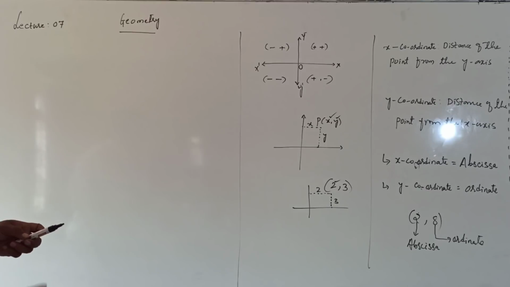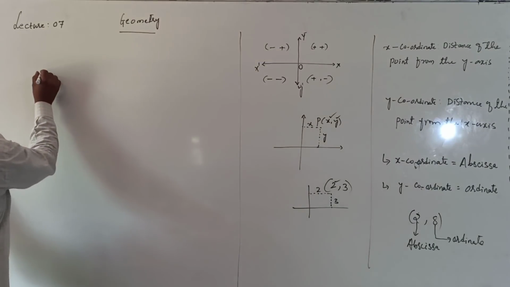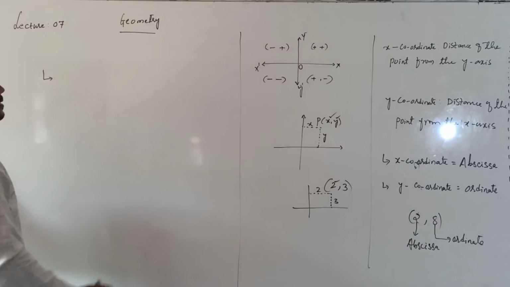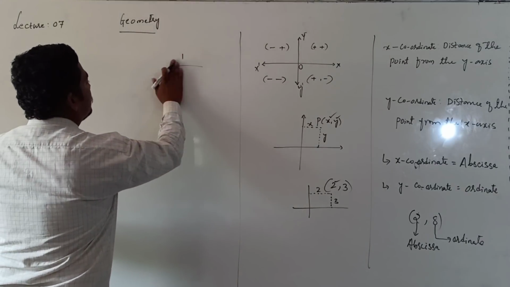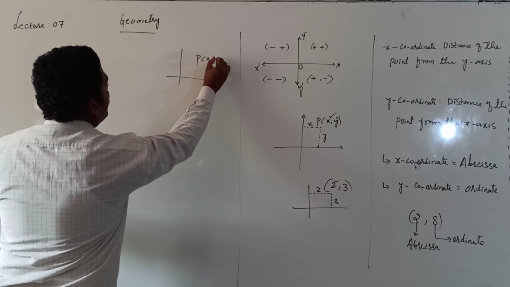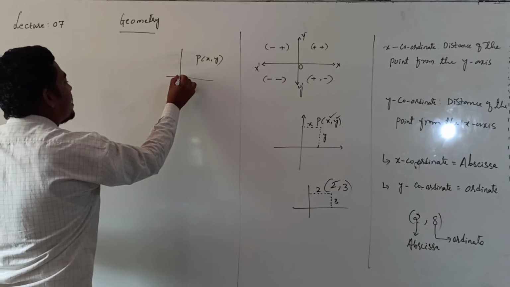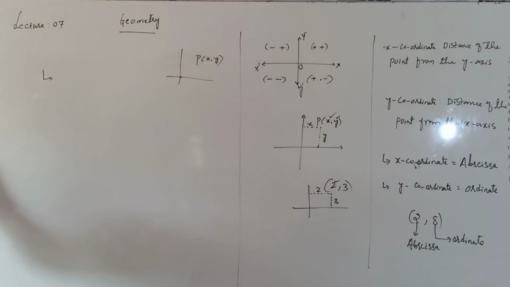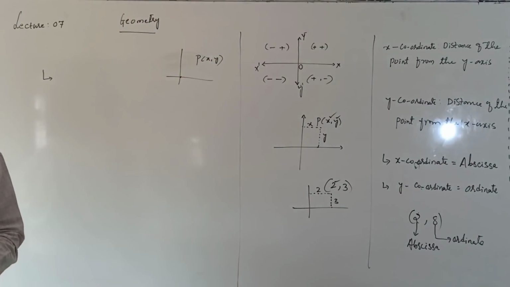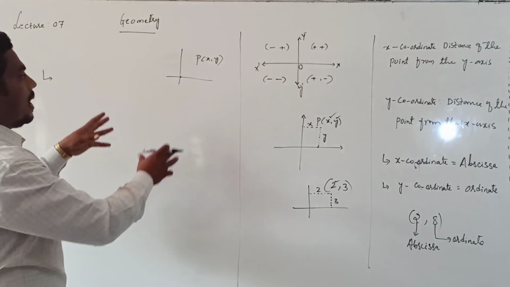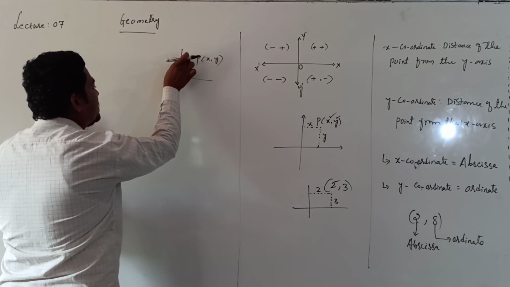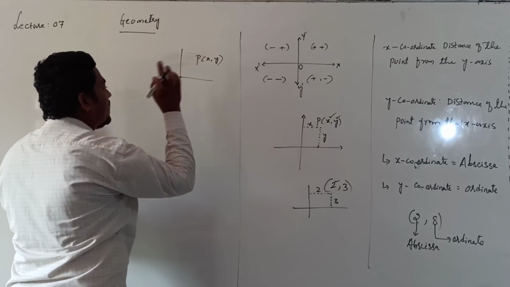Next, what are the coordinates of the origin? In general, take the point P of x comma y. If you move this point toward the origin, what happens? Now this point is at a distance of x units from the y-axis and y units from the x-axis.